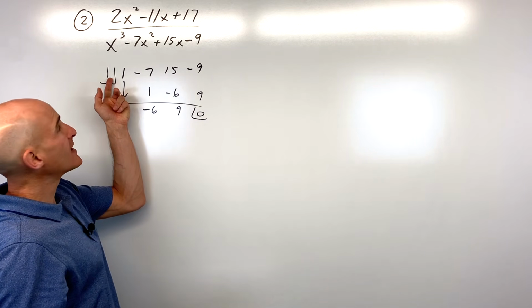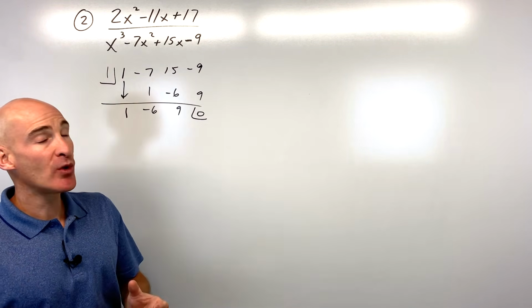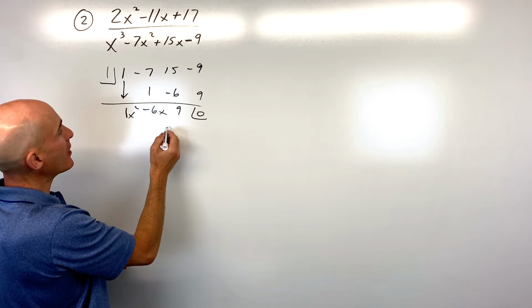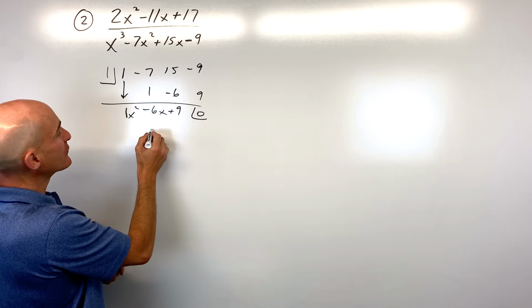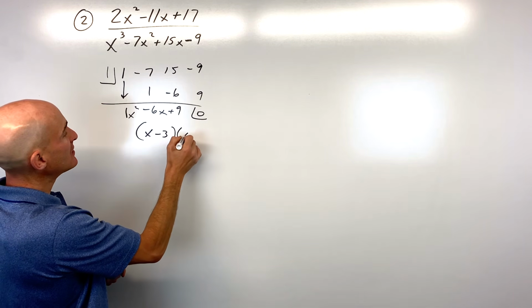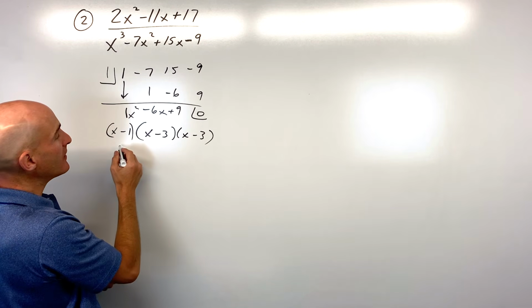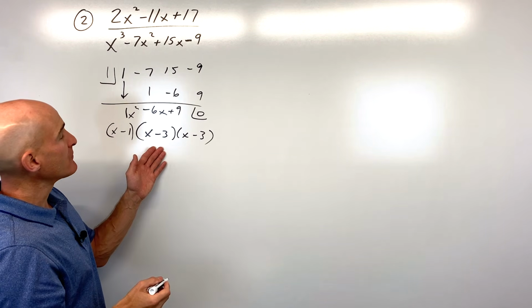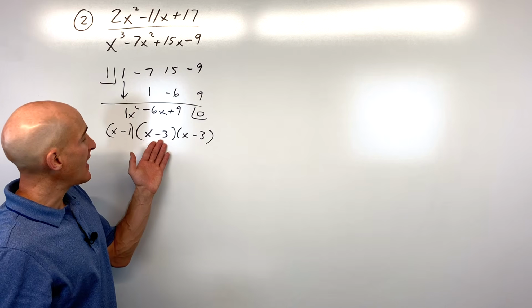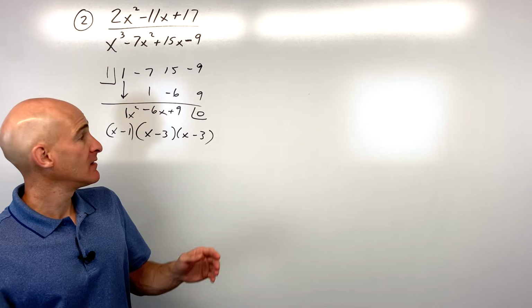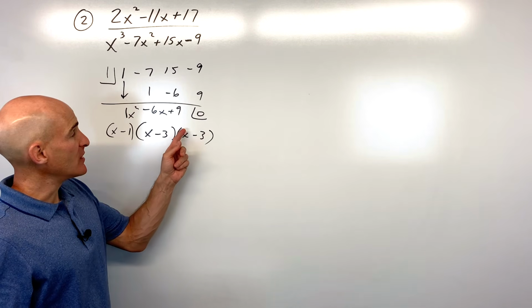That tells us that 1 is a 0, x minus 1 is a factor, and it brings it down from x cubed to x squared. And we can factor this further. This is going to be x minus 3 times x minus 3 times x minus 1. Now we've got it completely factored, and what you'll notice in this problem is that we have an x minus 3 twice. This is what's called a repeated linear factor, linear meaning first degree.